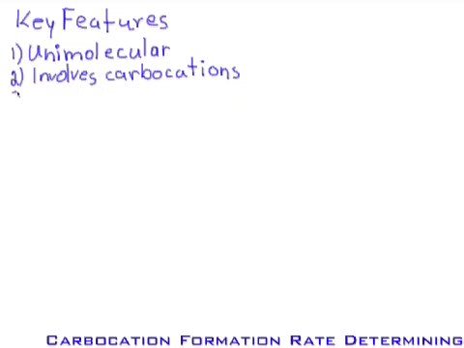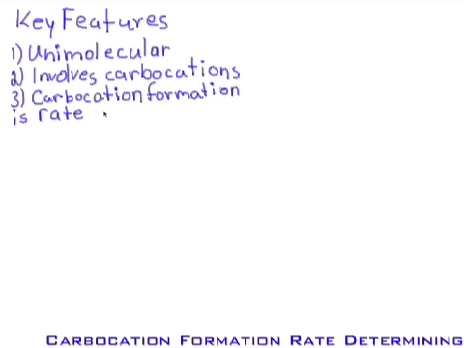Carbocation formation is rate determining. Carbocation formation is a slow step, or rate determining.